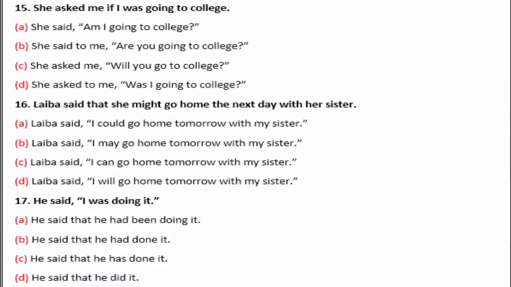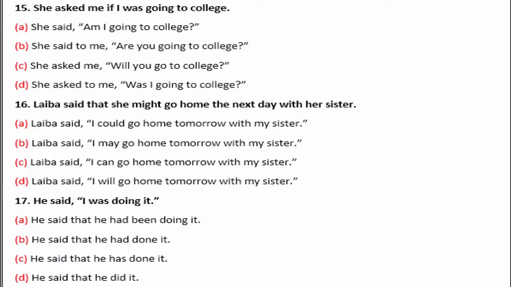Sentence number 15. She asked me if I was going to college. This sentence is also in indirect narration and you have to choose the correct direct narration for the sentence out of these four options before you. Sentence number 16. Laiba said that she might go home the next day with her sister. Options are given before you and this sentence is also in indirect narration, and you have to choose the correct direct narration for this sentence.